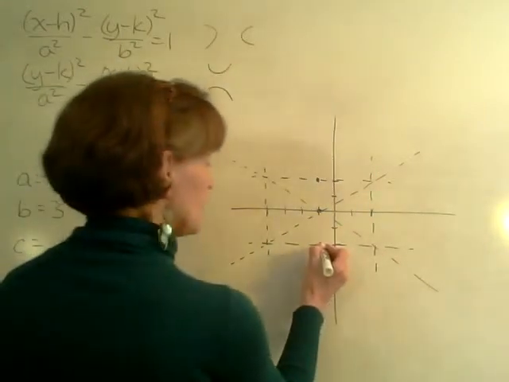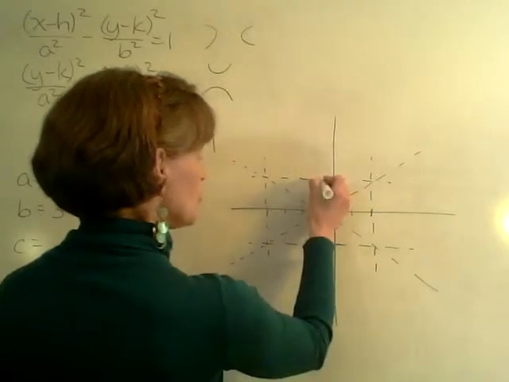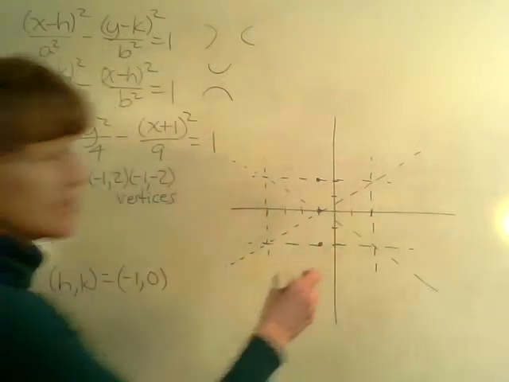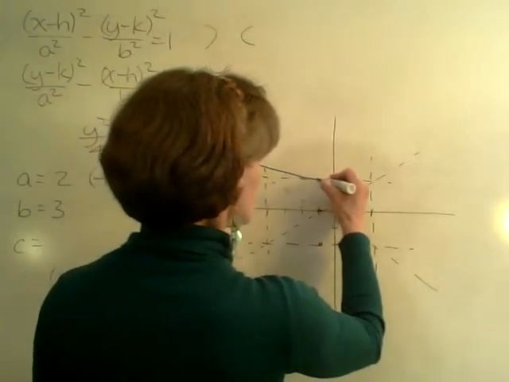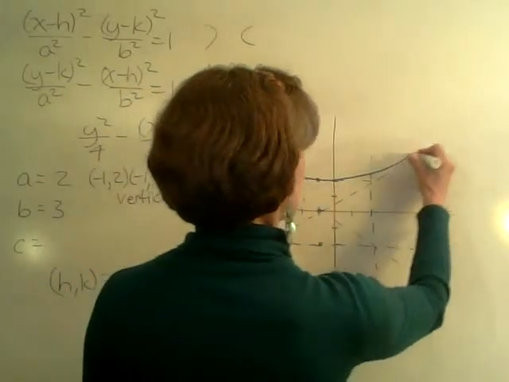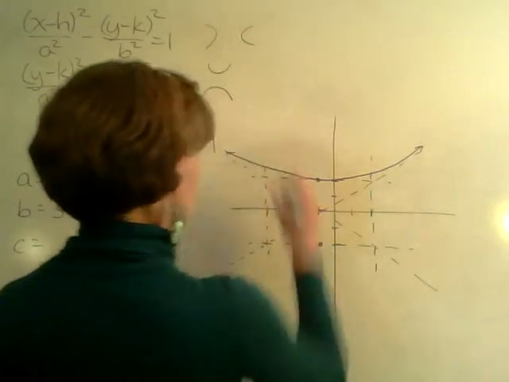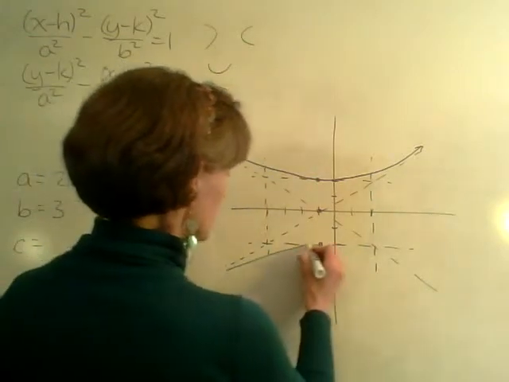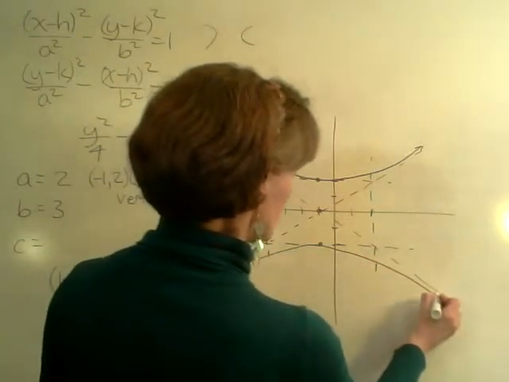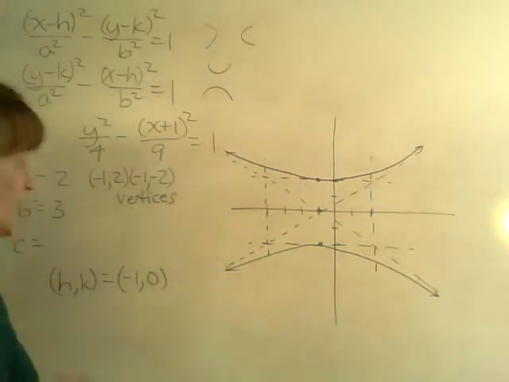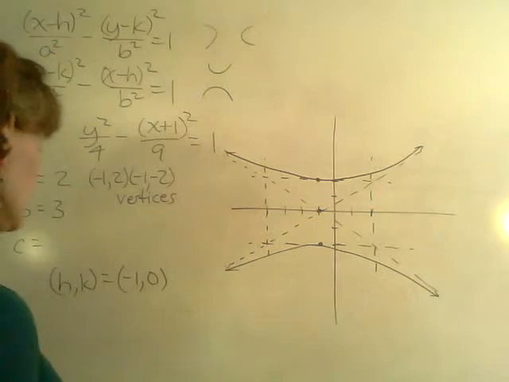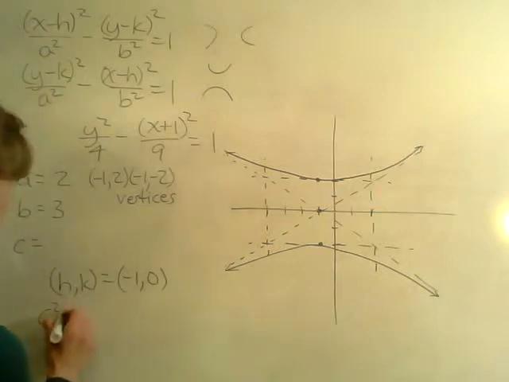And now remember that my vertices were actually above and below the center. The asymptotes are my boundaries, so my curve hugs the asymptote, comes across through the vertex. Same thing on the bottom, hugs the asymptote, comes across through the vertex. And there's my hyperbola. All right, so let's use c. Let's find c so that we can find our foci.